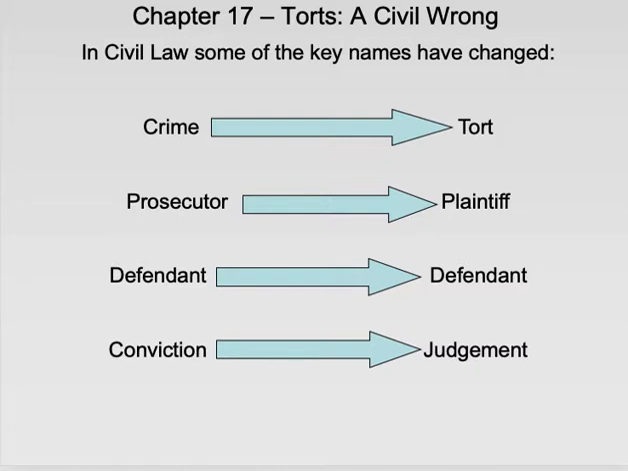We've all heard about crimes. Crimes occur, you break the law, the police deal with it. In civil law, there are torts that you can violate. So a crime is similar to a tort. In criminal law, you have a prosecutor versus a plaintiff in civil law. So the plaintiff is the one bringing the lawsuit against someone else. Defendant, that's the same thing. You're defending yourself in either side. And then you have a conviction, so that a judge or jury will convict someone where there's a final judgment in a civil trial.